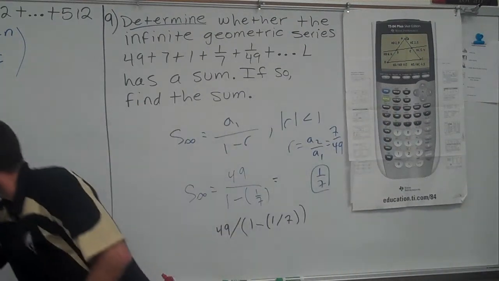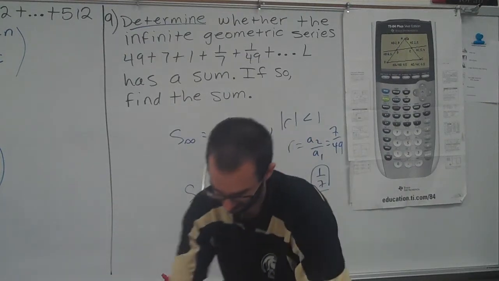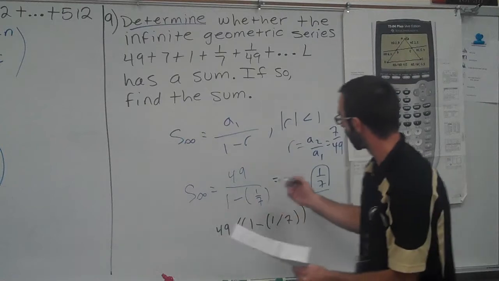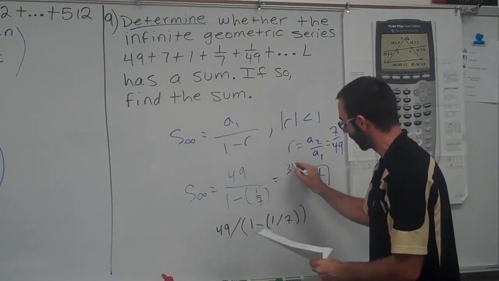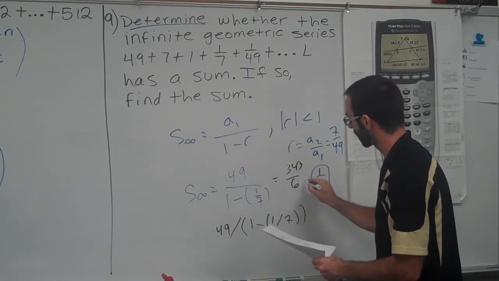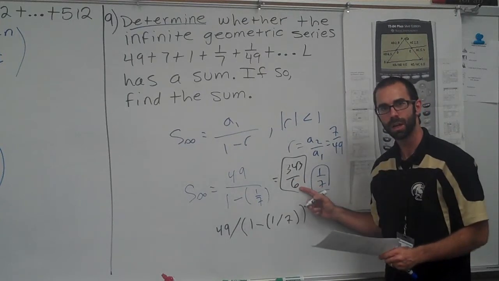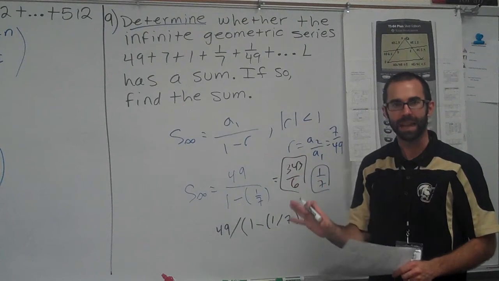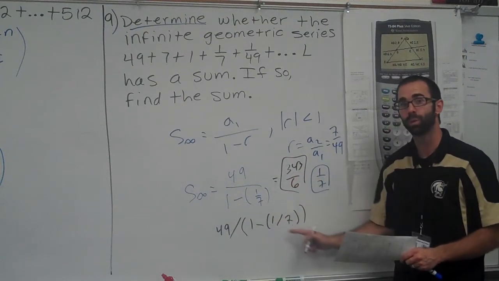I think I just have the answer right here, so we'll save a little time. This is going to be 343 over 6. This is the precise answer, and we probably want to stay away from the decimal because we want the exact answer. So this is what you should get when you plug this in.